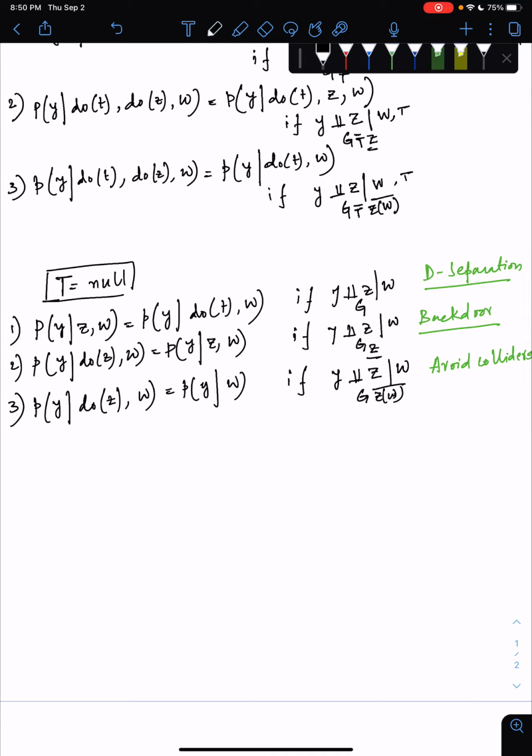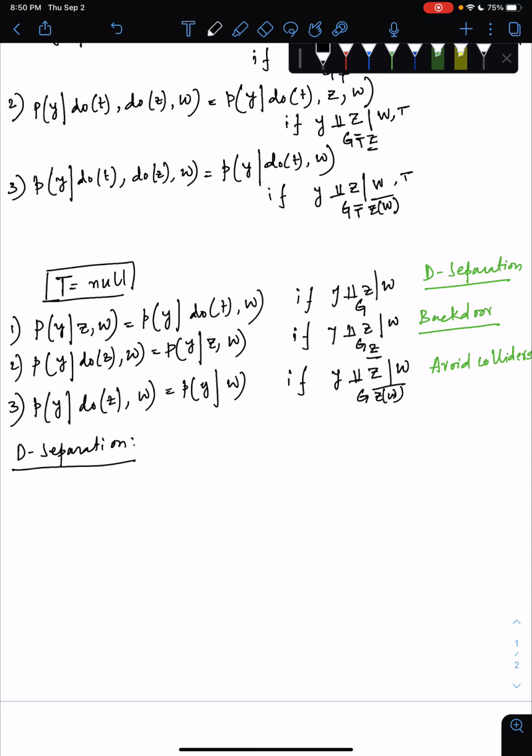Okay, so let's understand the first rule. Let's see what d-separation is all about, which is also called the global Markov assumption.